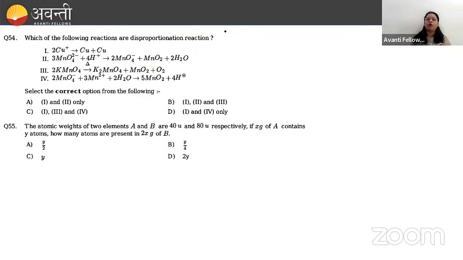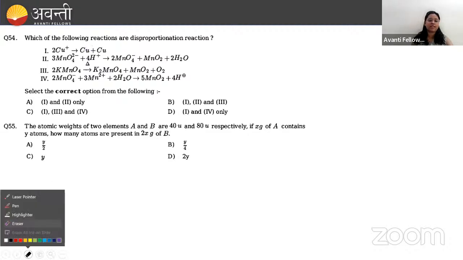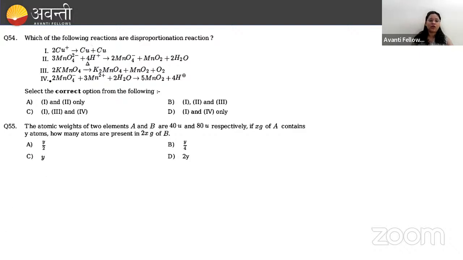Which of the following reactions are disproportionation reactions? So here we need to consider which reaction is a disproportionation reaction. In a disproportionation reaction, oxidation as well as reduction takes place simultaneously. Those reactions are known as disproportionation reactions. Now there was a printing mistake here.